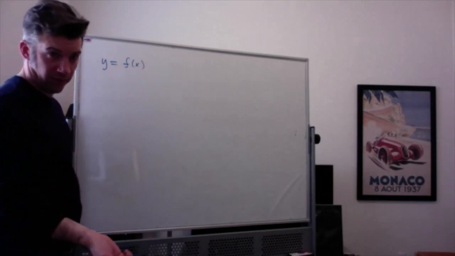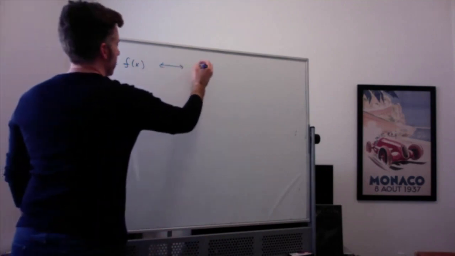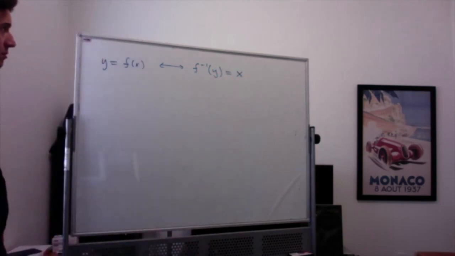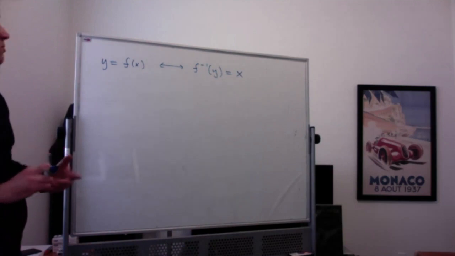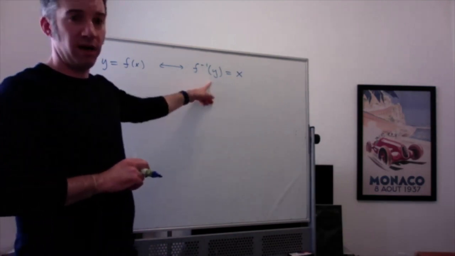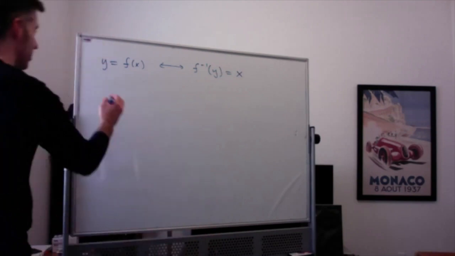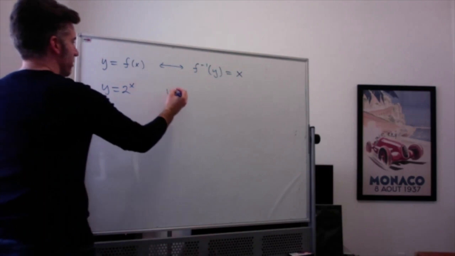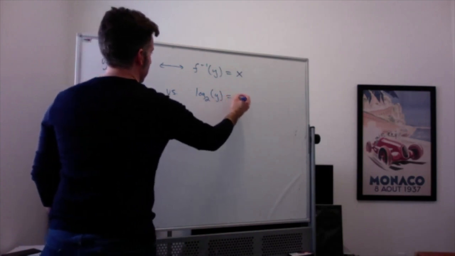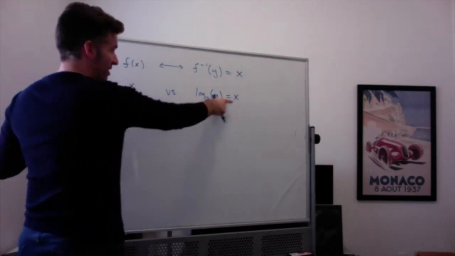And I'm going to say it's invertible, right? It has an inverse. And the inverse means that if y equals f of x, then f inverse of y is equal to x. That's what inverse functions do. A regular function has input x, spits out y. The inverse function has input y, spits back out x. Some classic examples are exponential and logarithmic functions, like y equals 2 to the x versus log base 2 of y equals x. Here, we input 3, we get out 8. Here, we input 8, we get out 3.